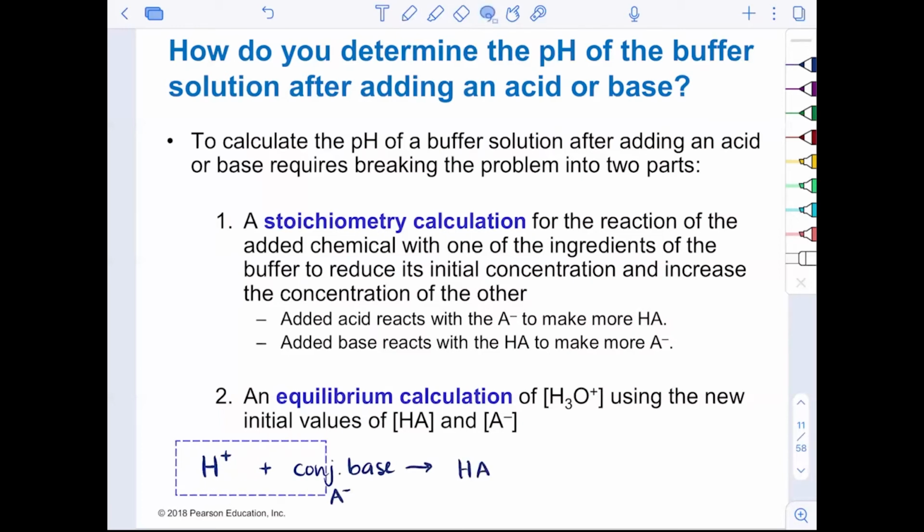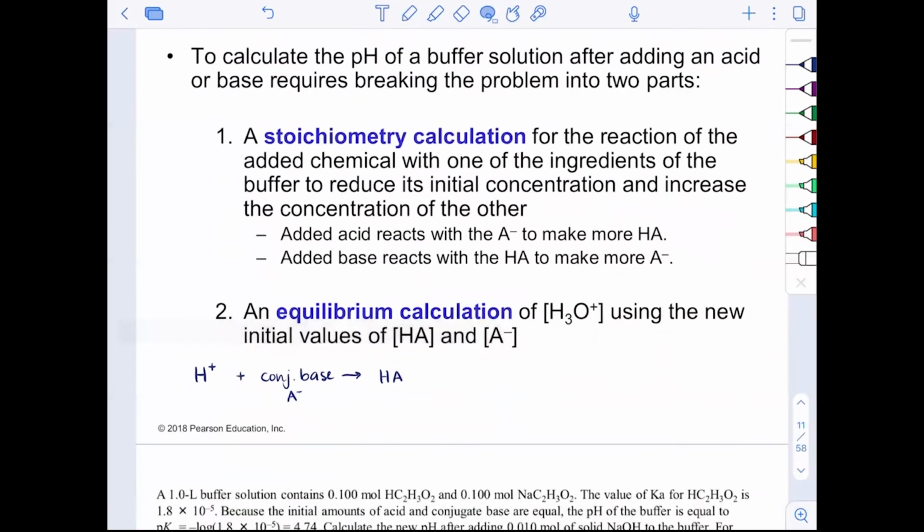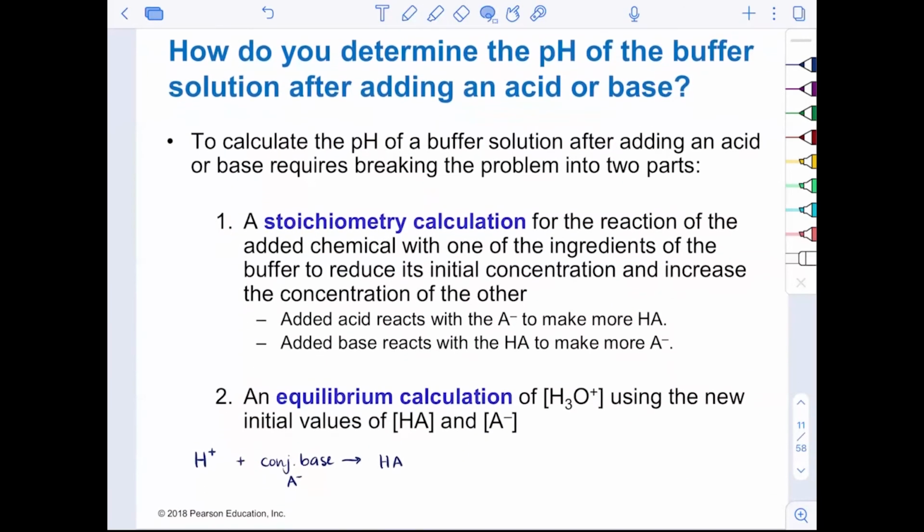On the other hand, if you add base, such as hydroxide, it will react with the acid component of the buffer, make water, which we don't often care about because it's a liquid, and conjugate base A minus. So again, we are balancing the products of those additions with the already established components of the buffer.